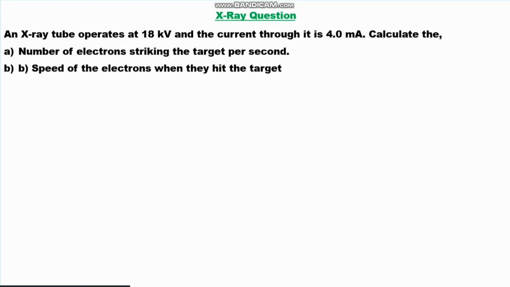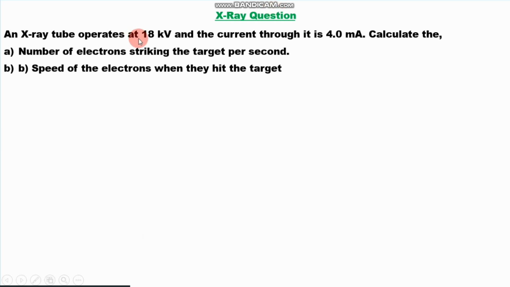My name is Teacher Martin, and today we are going to look at a question from X-rays, a chapter in the Form 4 syllabus. The question reads: an X-ray tube operates at 18 kilovolts and the current through it is 4 milliamperes. Calculate A, the number of electrons striking the target per second, and B, the speed of electrons when they hit the target.